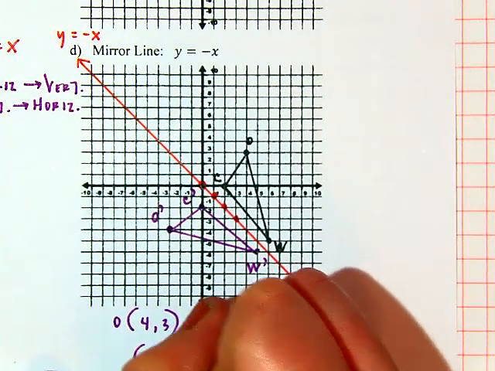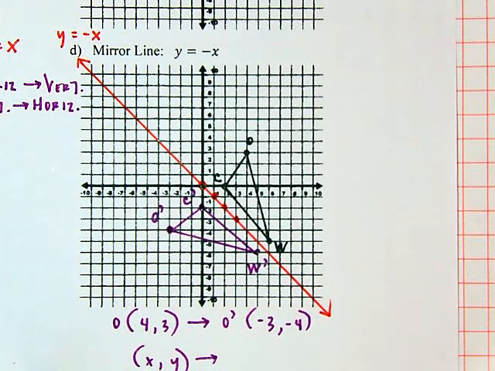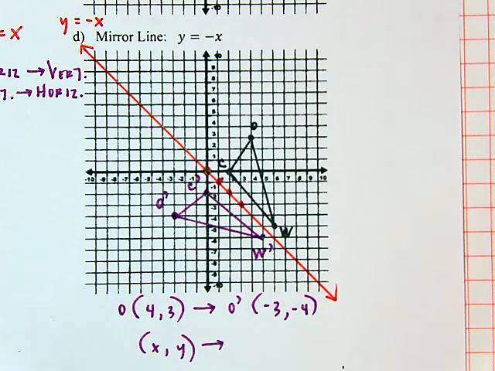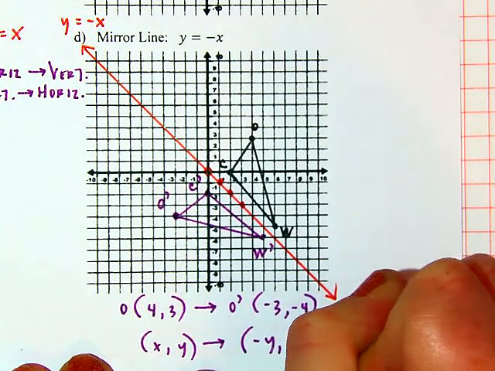So as a rule, let me stare at that for a second. What has changed? Well, the x and the y, they've switched position and they've both taken a negative. So our rule here would be (-y, -x).